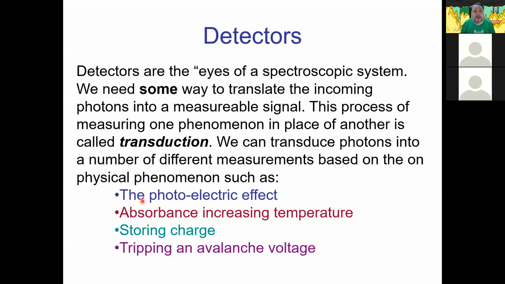You can do it in a charge storing device, so a charge coupled device. Lots of things use CCDs. Your phone uses a CCD for its camera. Tripping an avalanche voltage, so you can have a diode or a reverse bias diode. So there's lots of ways we can detect photons. You could use photographic film, right? That's going to undergo a chemical process, but it's still transducing photons into something else.